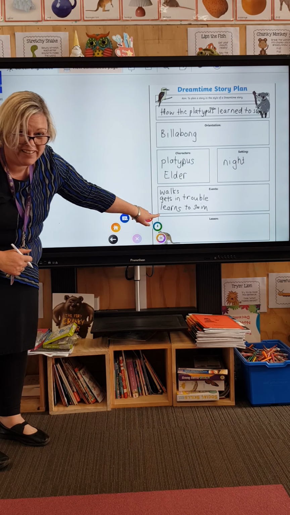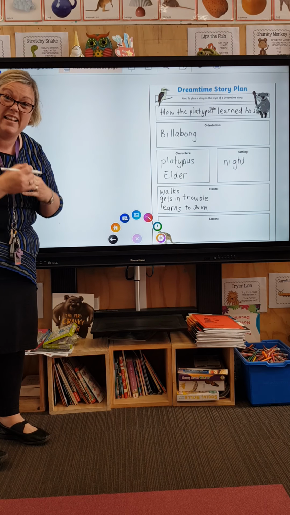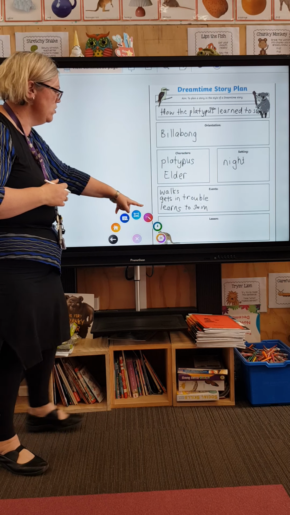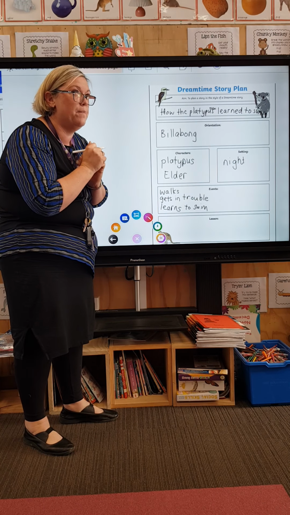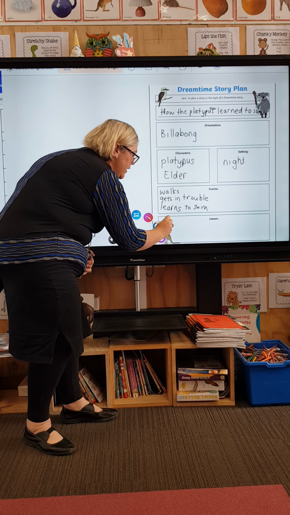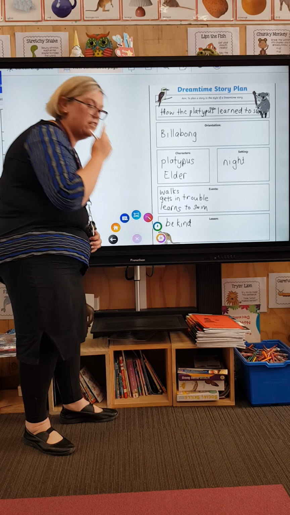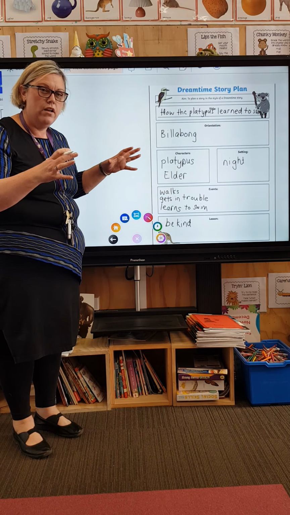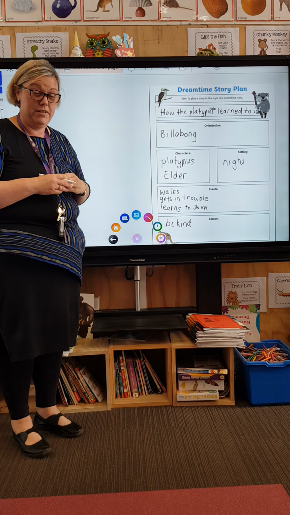The last one is the lesson of the story, and every time we have a Dreamtime story, it tends to be a lesson. You think about my class watched the Willy Wagtail. So what's the lesson? Okay, well maybe my lesson could be to be kind. That's a good lesson, isn't it? That's like all my ingredients coming together, and over here I need to have a go at putting them together.